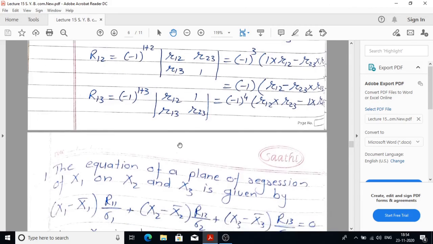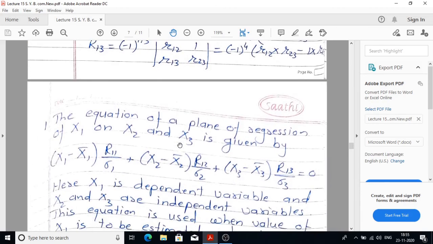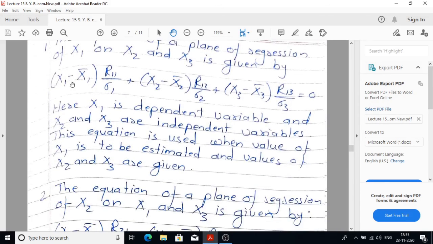Then the equation of plane of regression of x1 on x2 and x3 is given by x1 minus x1 bar, R11 upon sigma 1, plus x2 minus x2 bar, into capital R12 divided by sigma 2, plus x3 minus x3 bar, R13 divided by sigma 3, is equal to 0. Here x1 is the dependent variable and x2 and x3 are independent variables. This equation is used when value of x1 is to be estimated and values of x2 and x3 are given.